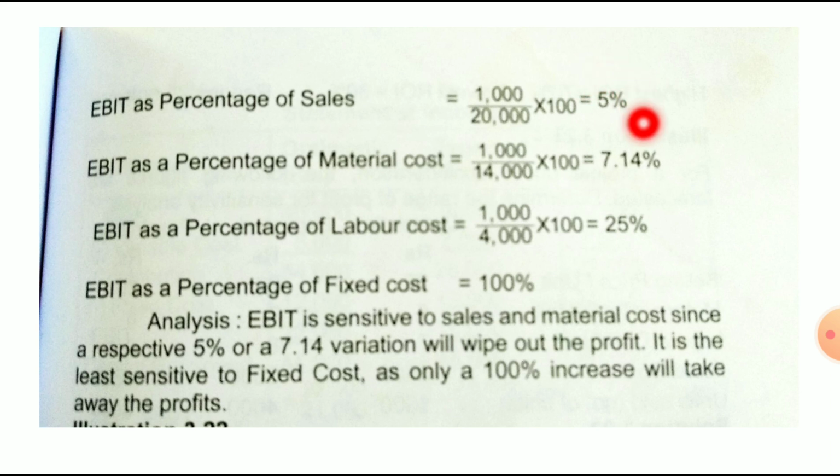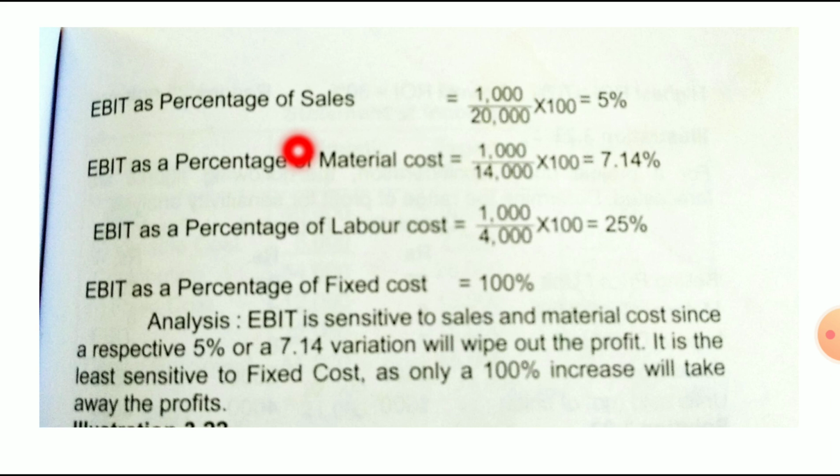That means 5% ನಷ್ಟು ಸೇಲ್ಸ್ ಕಡಿಮೆ ಆದರೆ ಪ್ರಾಫಿಟ್ 0 ಆಗ್ತದೆ. 20,000 ಇದು 5% ಅಂದರೆ ಎಷ್ಟಾಗುತ್ತೆ, that is 1000 ಆಗುತ್ತೆ. ಸೊ 1000 that means 19,000 ಸೇಲ್ಸ್ ಆದಾಗ definitely ಪ್ರಾಫಿಟ್ 0, which will wipe out the profit. So 5% change in sales will wipe out the profit.